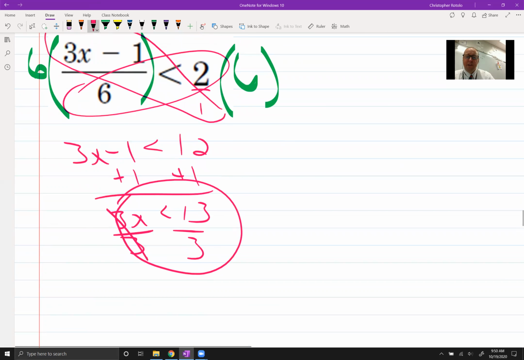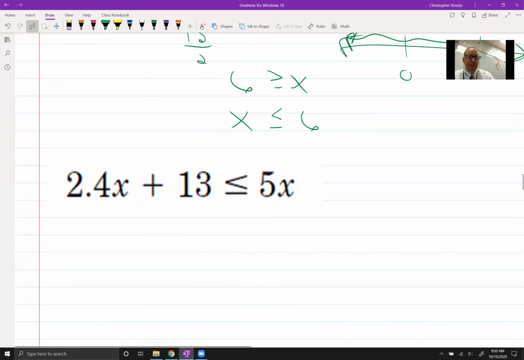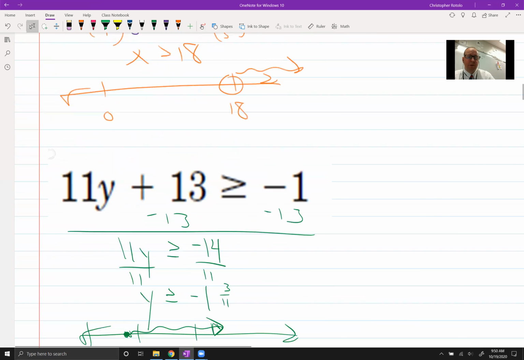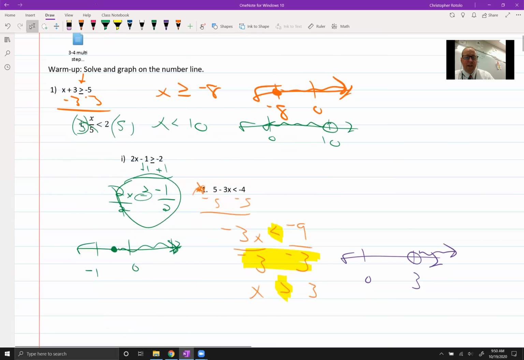All right, so I think that covers it. Remember, the big thing today was open and closed circles. But before that, anytime we are going to divide by a negative, we've got to flip-flop that inequality.